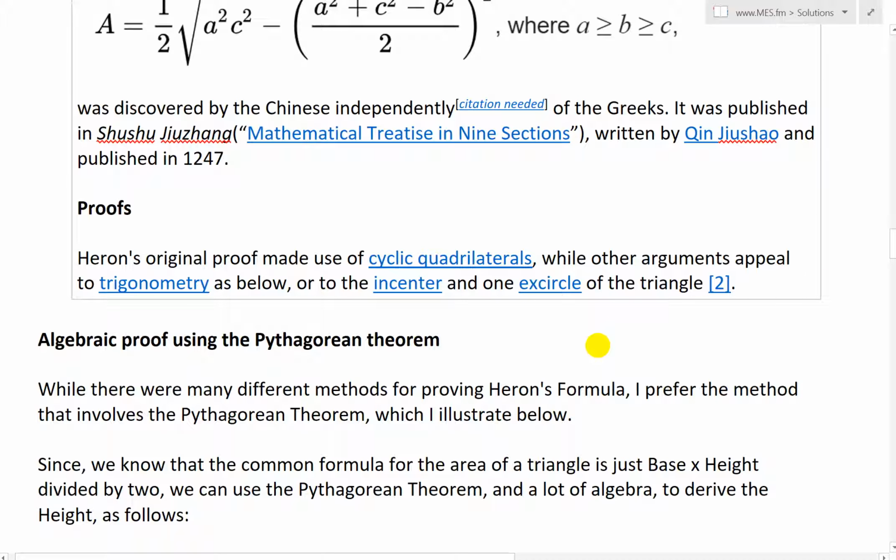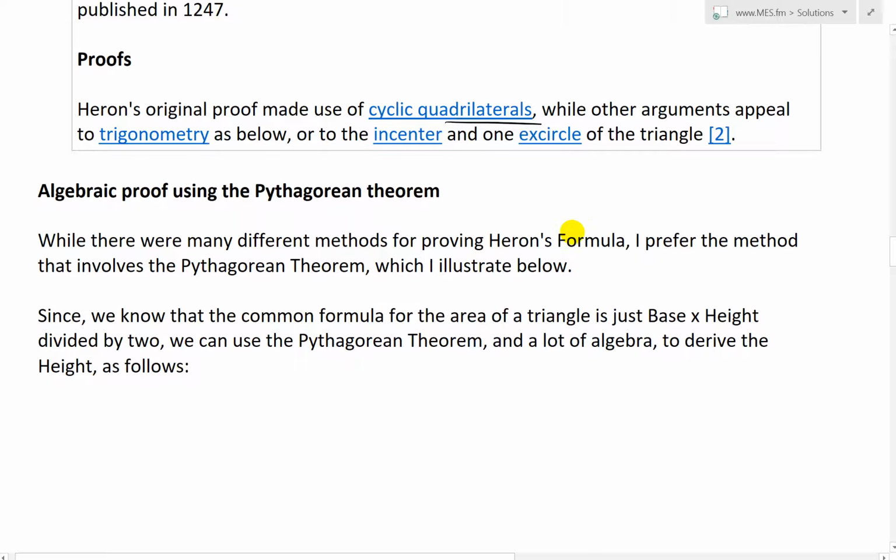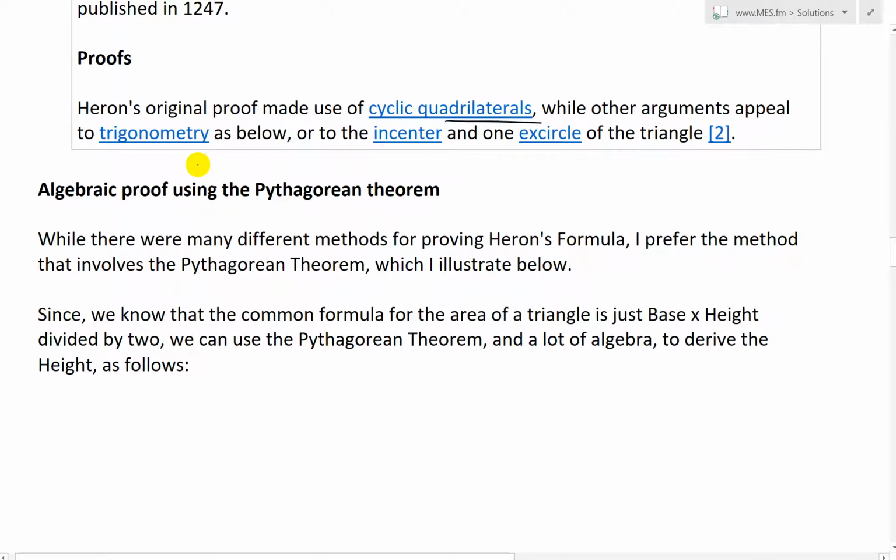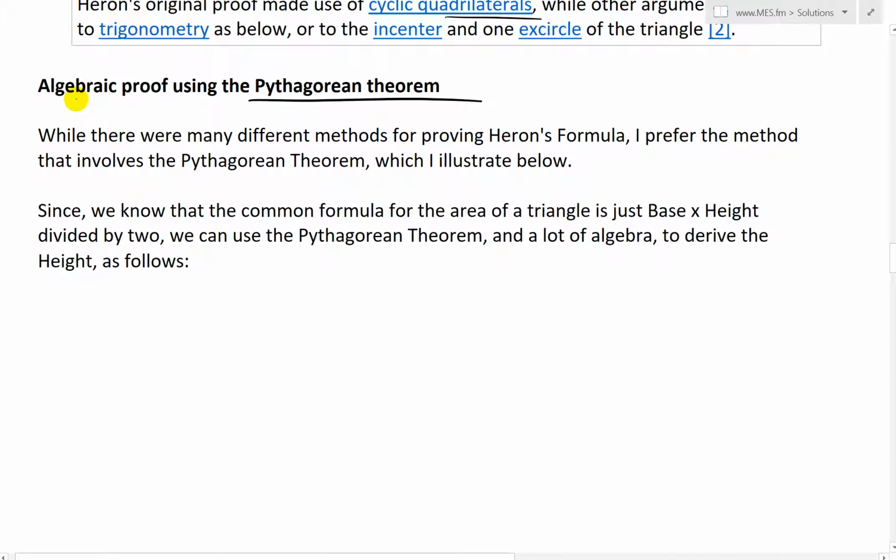And then the proofs. There are several different proofs. Heron's original proof used cyclic quadrilaterals, while other arguments appeal to trigonometry as below, or to the incenter and excircle of the triangle. I can go over what those are, but what I'll do is go over the trigonometry, or the algebraic one, just using the Pythagorean Theorem. It's also in the Wikipedia there. And so let's just jump right in.